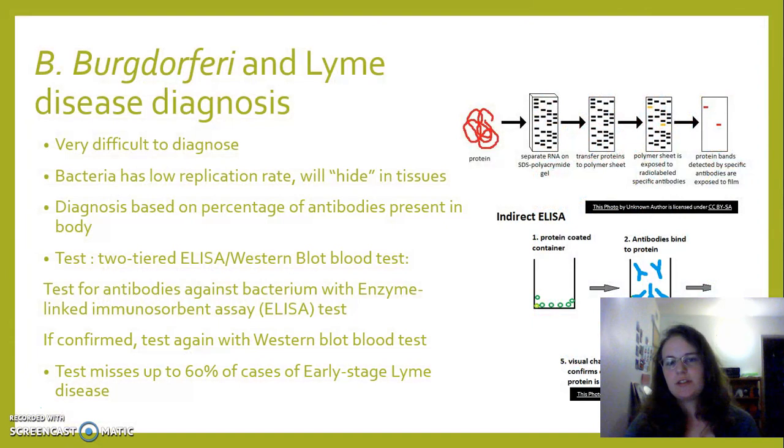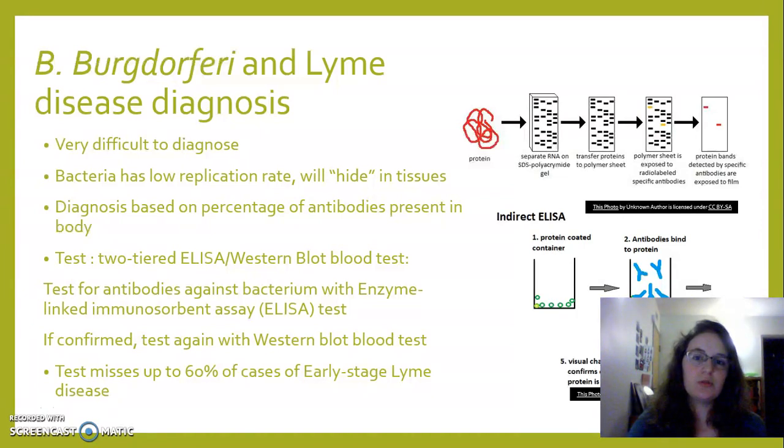So again, because this bacteria is so capable of adapting to its environment, it's very difficult to diagnose. The bacteria has a low replication rate compared to other bacteria, and it can hide in the tissue. It can evade the host's immune system by hiding in the tissues of the body, so that the immune system can't find it. And actually the bacteria doesn't have any toxins that it secretes. So the reaction in the body is caused primarily, actually completely, by antibodies that are created by the immune system. So when they test for Lyme disease, they're testing only for antibodies for this bacteria.